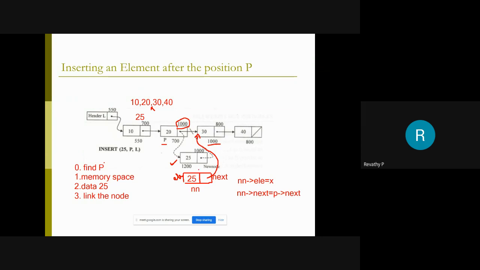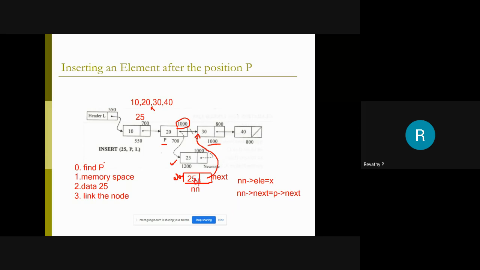So what we are trying to do, we have to first create a link of this. So what is this? This is referred to as new node of next. In this new node of next, we are going to store this 1000. So where can I get my 1000? This is nothing but P of next.